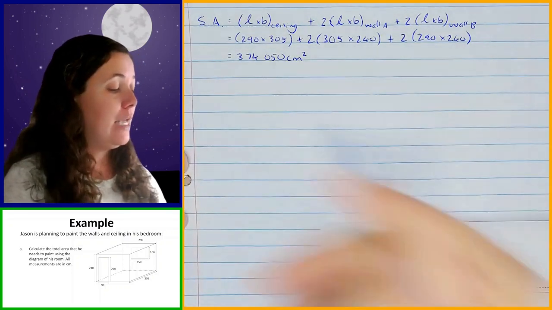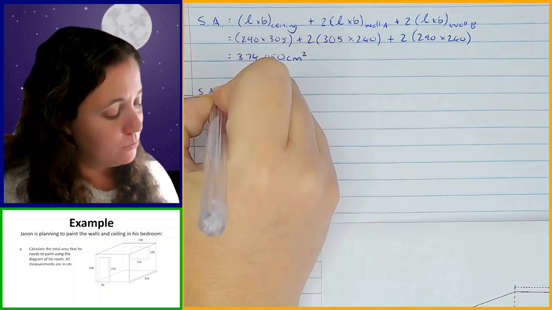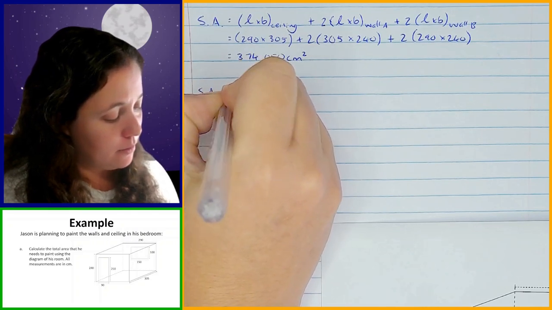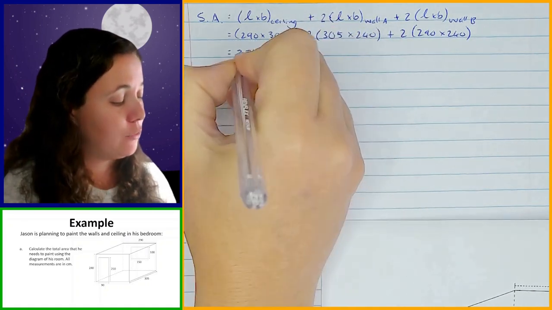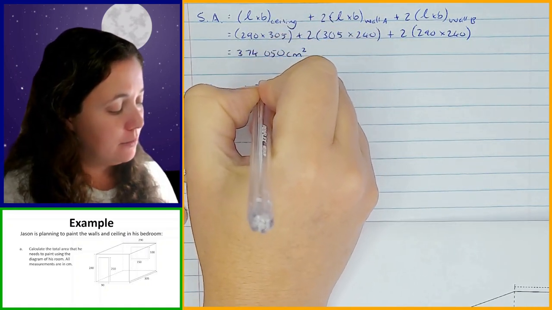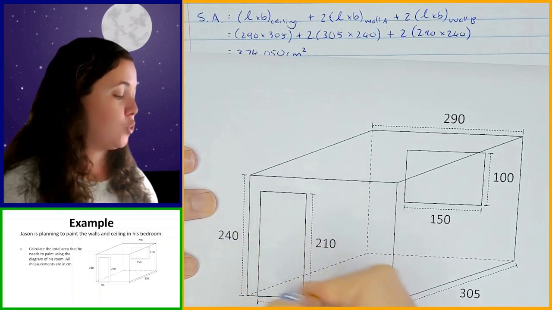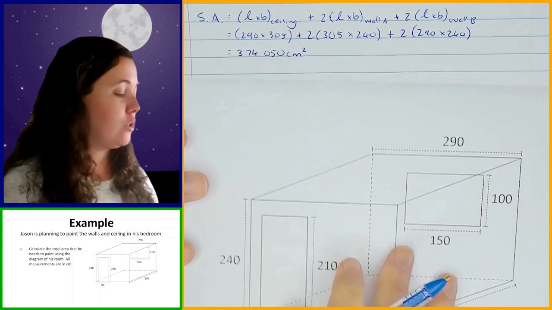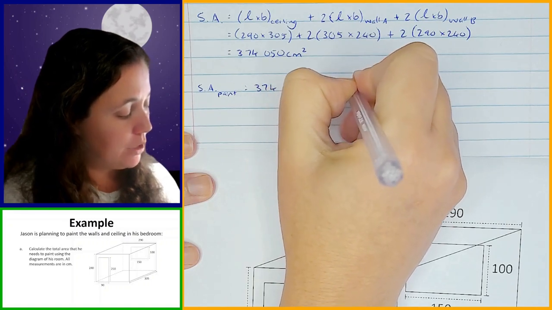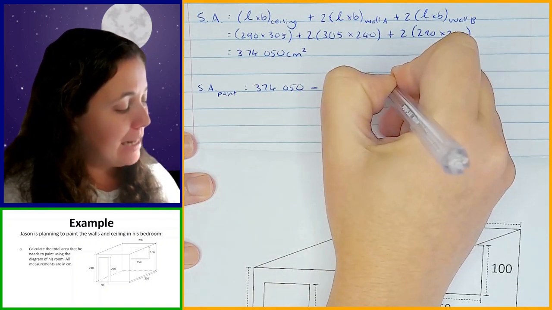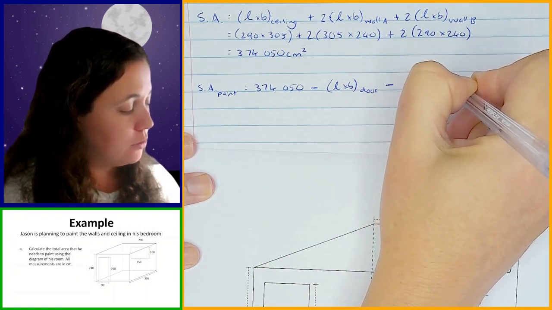So what we're going to do now is we're going to subtract. I'm going to work out the surface area of what he needs to paint. Okay, so I'm going to take that 374,050 and I'm going to subtract the area of a door and the area of the window. So I'm going to say the area of a door is length times breadth for the door. And I'm also going to subtract the area of the window. So that's length times breadth for the window.